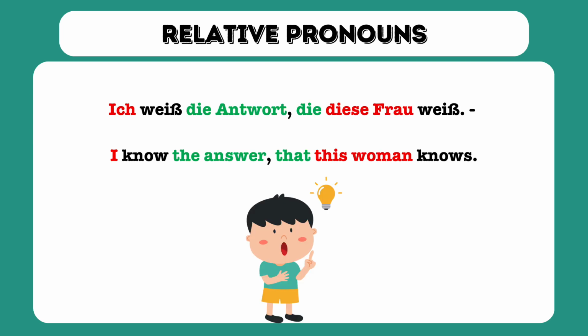Ich weiß die Antwort, die diese Frau weiß. I know the answer that this woman knows. In this case, die Frau is of course the subject, and the thing that she knows is die, which is die Antwort, but we're using it as a pronoun here. I know the answer that this woman knows. Ich weiß die Antwort, die diese Frau weiß.